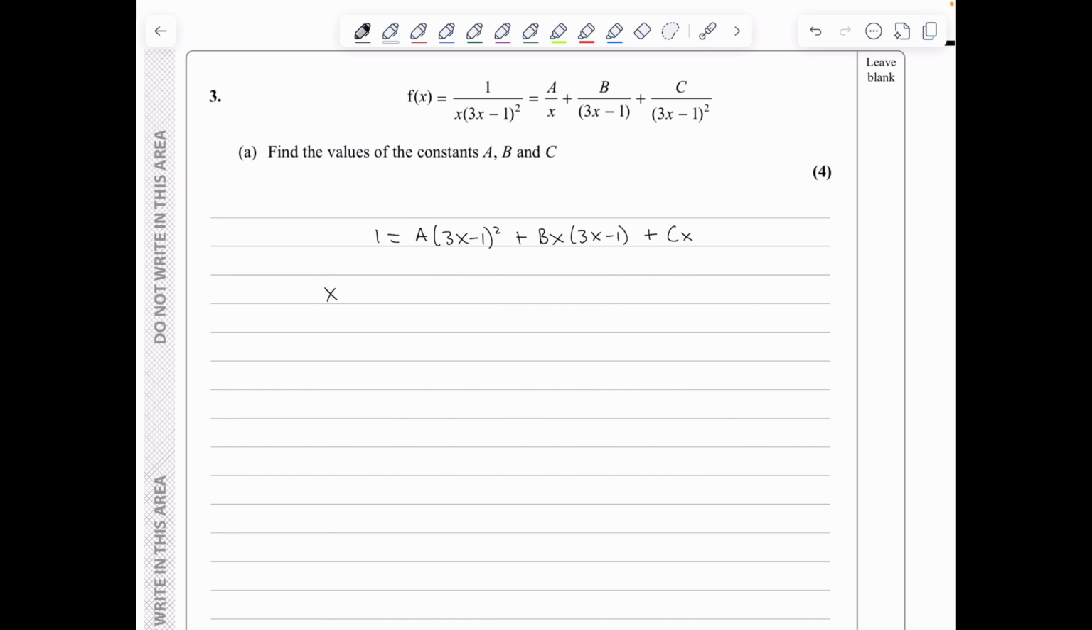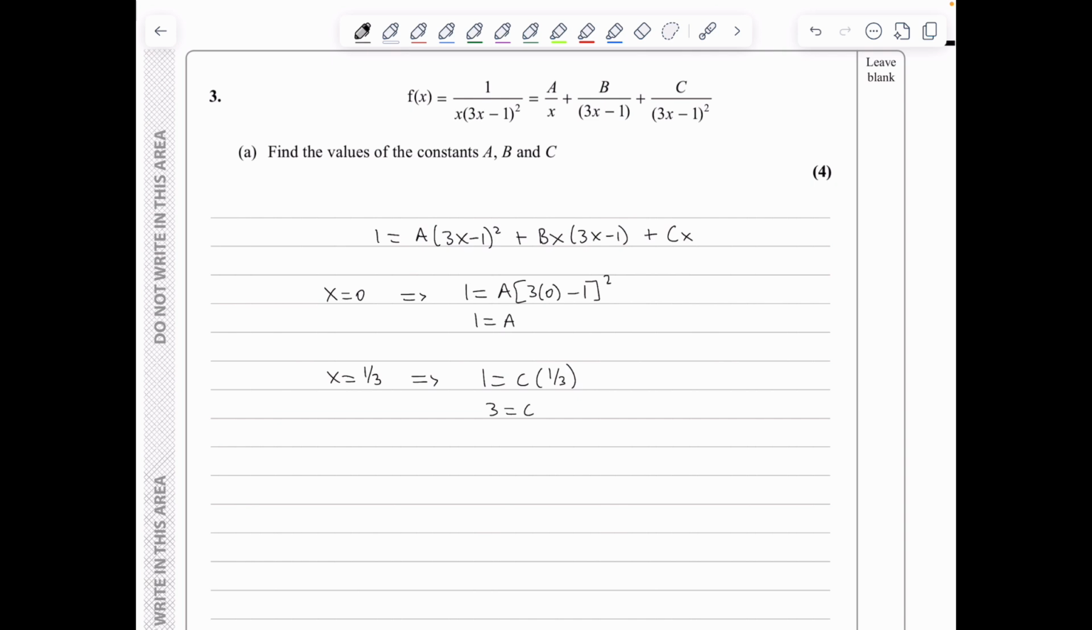So let's do that. We put x is 0, and this leads to 1 is equal to a times (3 times 0 minus 1) squared, leading to a being equal to 1. Now another nice value for x will be the value of x that will make 3x minus 1 zero. So this leads to x being 1 over 3. So if we set x to be 1 over 3, we arrive at 1 being equal to simply a third c, because these two terms will completely vanish. So this leads to c times a third, and therefore 3 is equal to c.